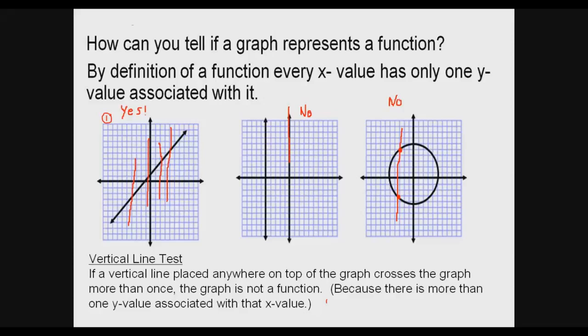So if we have the graph of any function, we can use this vertical line test and draw a line anywhere. For example, in this circle, I could draw a vertical line over here and it's not crossing the circle in two spots. But if I do it anywhere on the graph and it crosses in 2 spots, it is not a function. So a function has to pass the vertical line test.